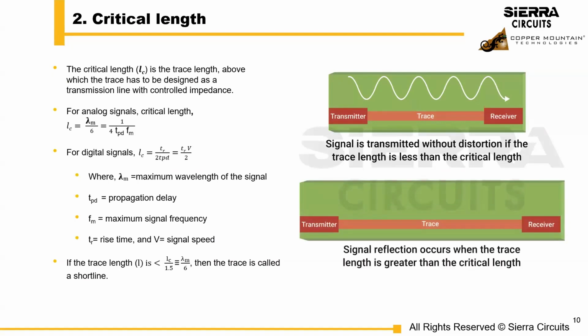Next, we talk about this concept of critical length. The critical length is the trace length above which the trace has to be designed as a transmission line with controlled impedance. So you can use these formulas to understand what is the critical length for analog and digital signals. And so the idea is, when does this become critical? You should know. Short lines may not be critical.